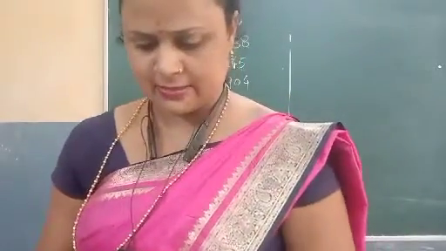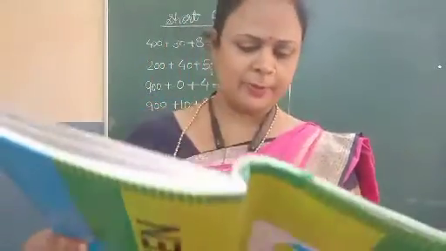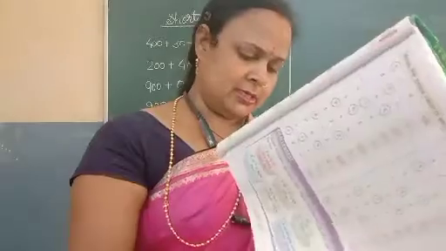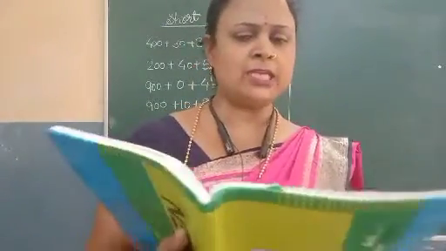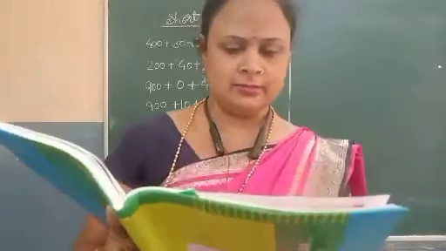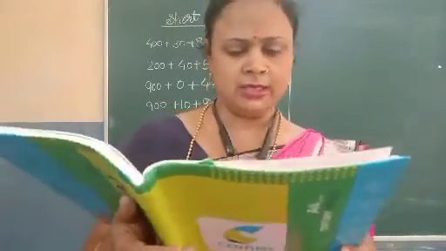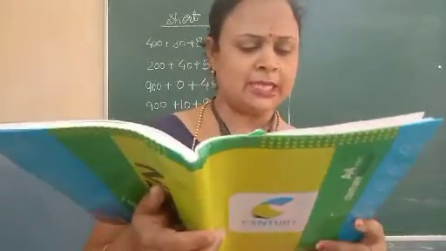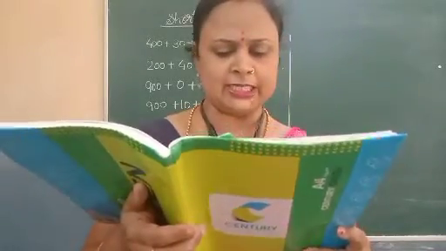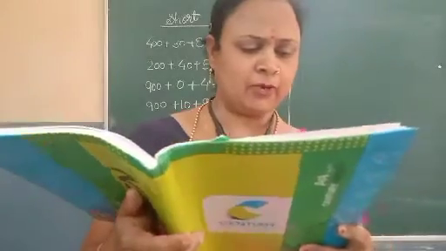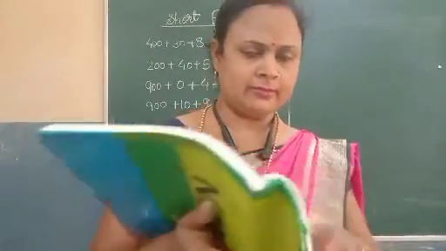Now next one is the next page, page number 28. Place value and face value of a digit. So all of you see the exercise. Write the place value of each encircled digit in the placeholder from the following given numbers.